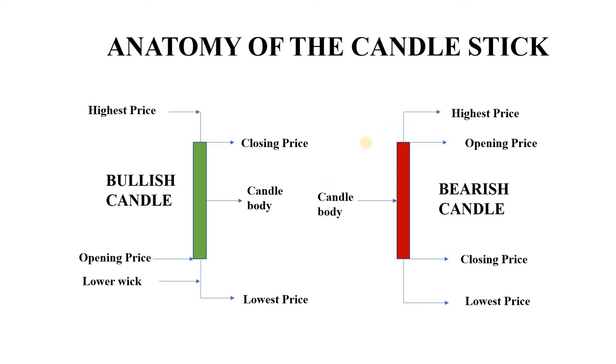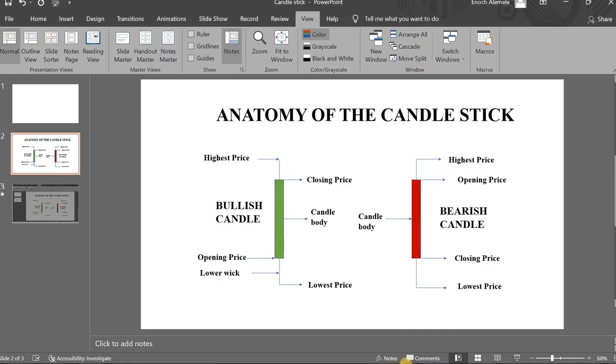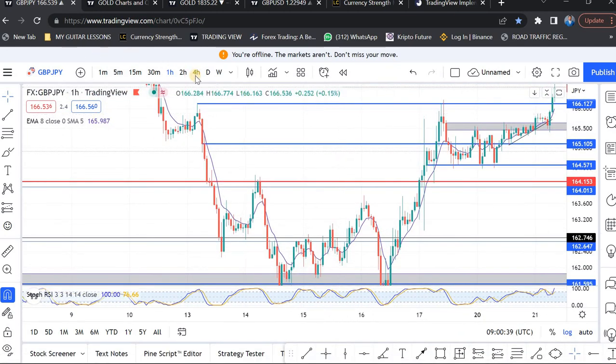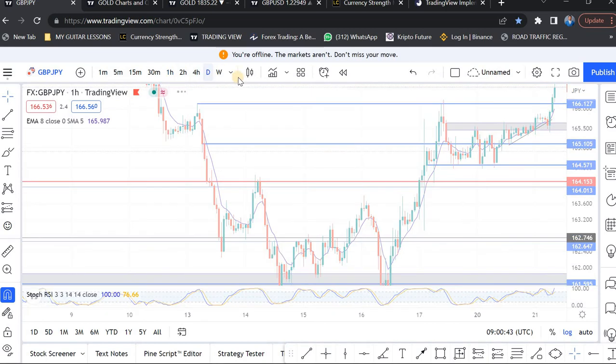So these are the parts of the candlestick. I hope this is going to help you to be able to read and interpret charts. So going through this, I would like to show you a quick example of a chart. Then you'll be able to know the closing price and then the opening price. So I'm going to change this candlestick to the daily chart.